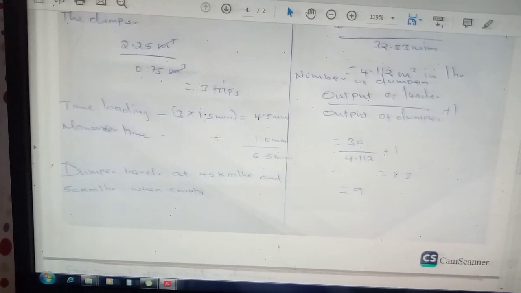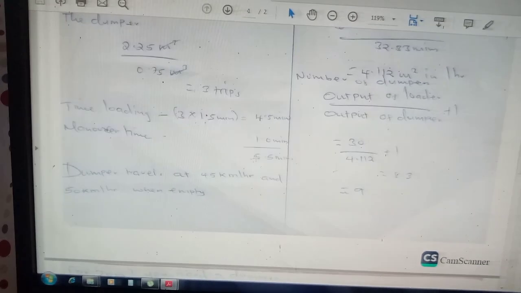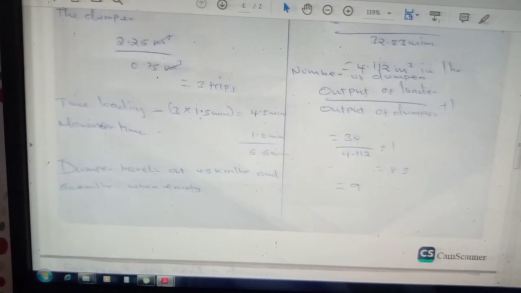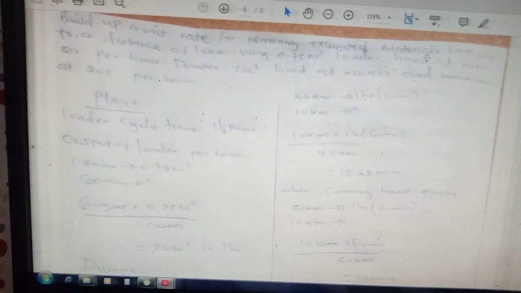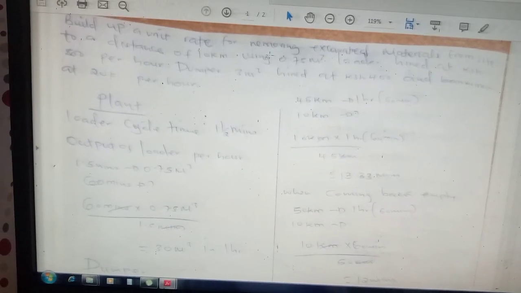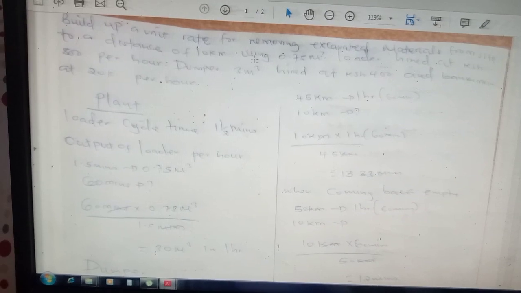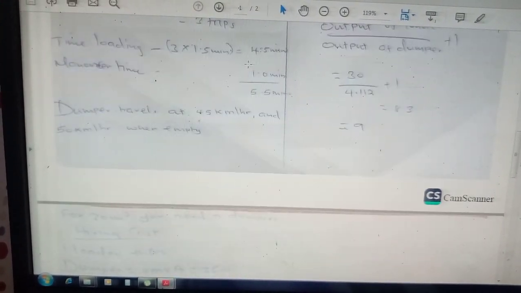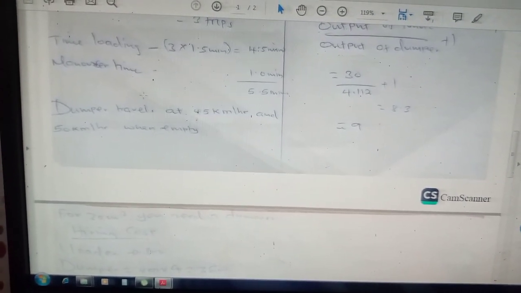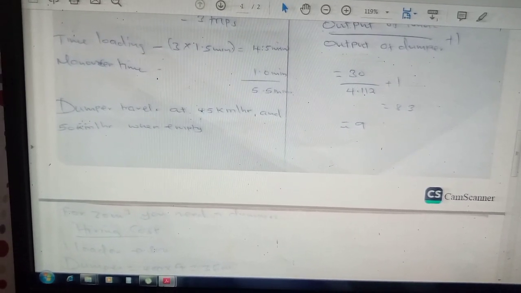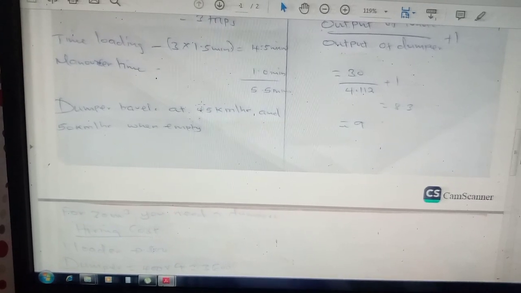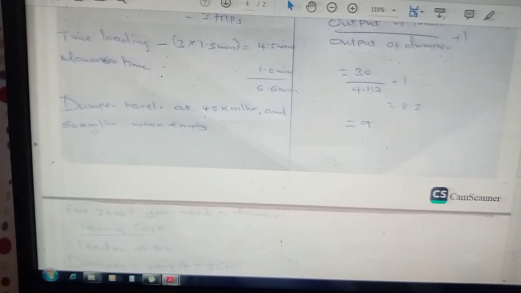Then the total minutes that it will take is 5.5 minutes. Then the damper, we were told in the question that the distance covered will be 10 kilometers to the place where the materials will be dumped. So the damper travels at 45 kilometers per hour when loaded and 50 kilometers per hour when empty.